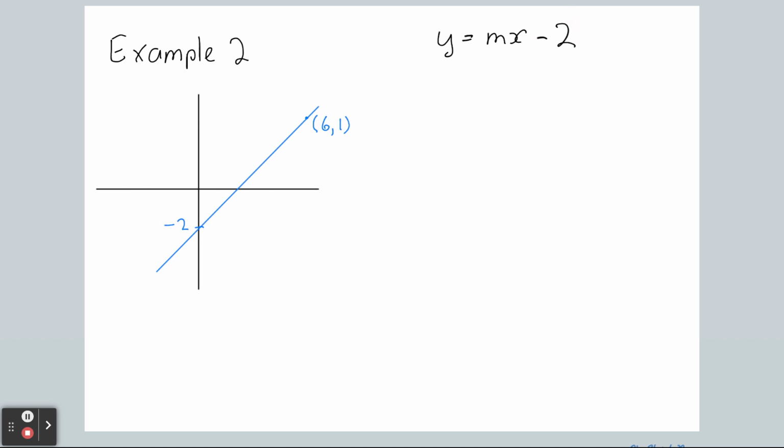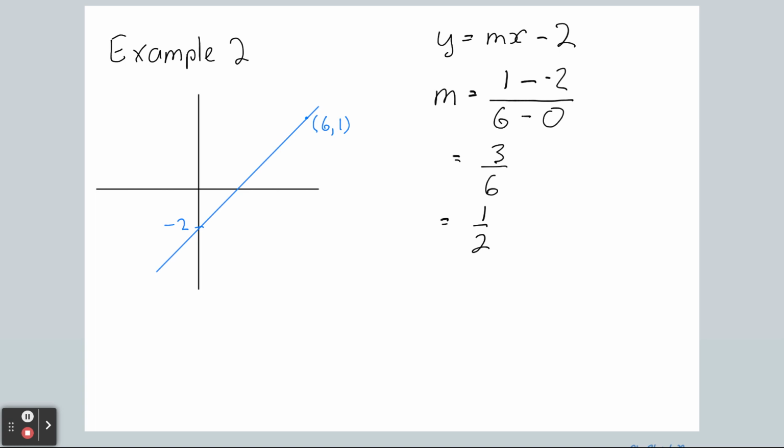Okay, let's work out the gradient. I'll try and do this a little bit faster than I did last time. So it's y2 minus y1, so it's going to be 1 minus, and then the y-intercept here is -2, so it's going to be 1 minus -2, all over 6 minus, and then the y-intercept means that the x coordinate is 0 here, so it's 6 minus 0. 1 minus -2 is 3, and 6 minus 0 is 6. And I'm just going to simplify that fraction to a half.